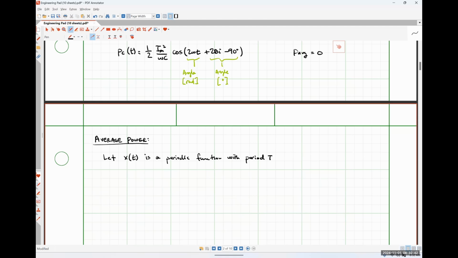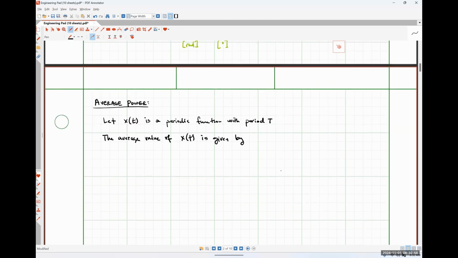All right, so the average value of x of t is given by the following relationship. I'm going to call this x average. It is 1 over the period multiplied by the integral over 1 period of our periodic function.